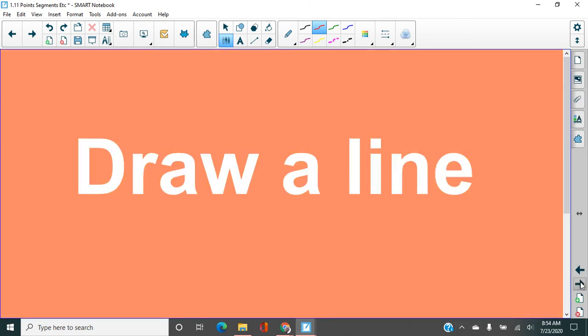Another drawing. Draw a line. Okay, your line should also, this time we're going to go through our points, and we're going to add an arrow in both directions because a line keeps going in both directions. I'll call mine line AB. You know what's coming next.